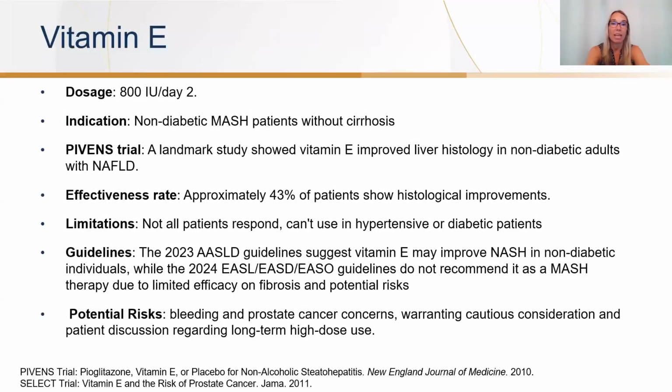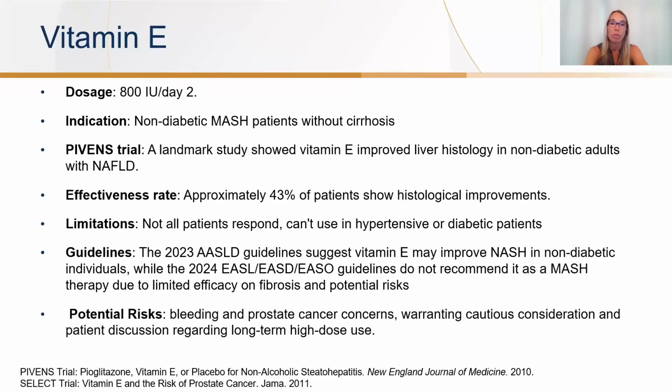Vitamin E at the dose of 800 international units per day was studied in the PIVENS trial. This was a landmark study that showed vitamin E did improve liver histology in non-diabetic adults with NAFLD. So the indication can be considered for patients with MASH without cirrhosis and those without diabetes.